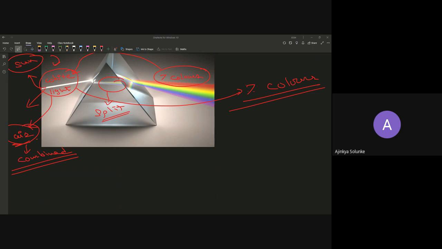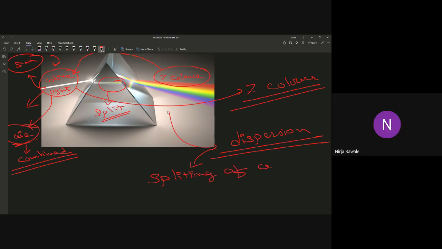This particular phenomenon is called dispersion. What is dispersion? Dispersion is the splitting of white light into 7 colors. Are those colors the same? No. So we are going to add one more word: 7 different colors.